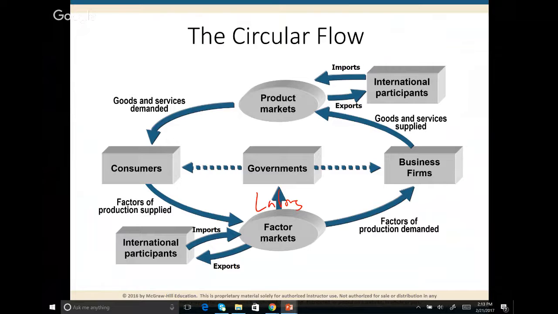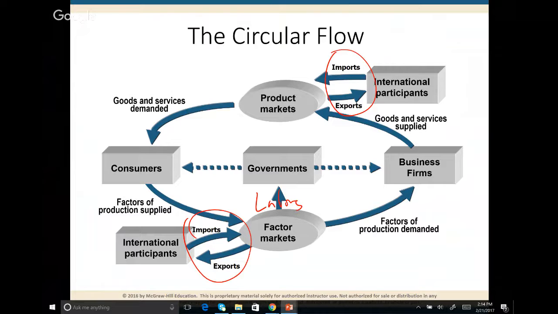If you think about it, even the car companies. We have BMW here. BMW is a German brand, so that's an import to America. At the same time, if you go to Germany, you're going to find some American cars over there too, so that's an exporting market for us. So an international participant is doing both import and export in both markets. They buy and sell both goods and services and factor productions.